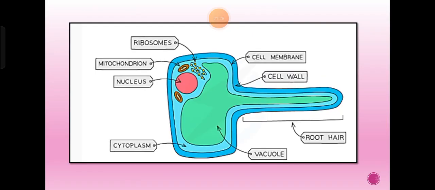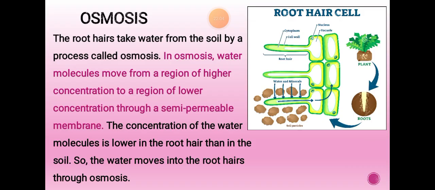Now here we have ribosomes, mitochondria, the nucleus, cytoplasm, vacuole, root hairs, cell wall, and cell membrane. Remember when I made a video on the cellular organization of a plant cell? It was the same as this one, exactly the same as what is present in the root area of a plant. There was nothing different. If you have any difficulty, I have already explained it, and you can watch that video to understand this part.